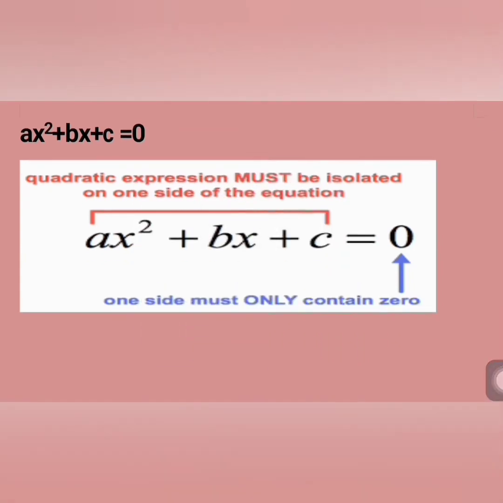Okay students, here you can see ax squared plus bx plus c is equal to 0 is your quadratic expression. You can notice that we also have a 0, but in the linear or the algebraic expression there is no equal sign or 0. But a quadratic expression must be isolated on one side of the equation. All the terms or variables are on one side of the equation, and there should be a 0 on the other side of the equation. It is the standard form of a quadratic expression.